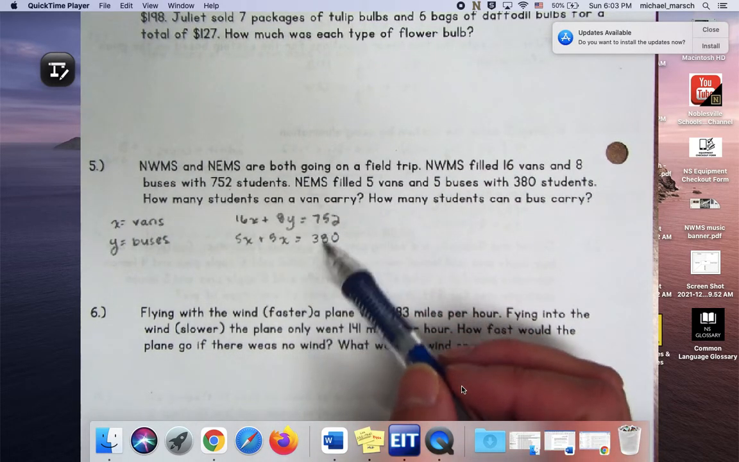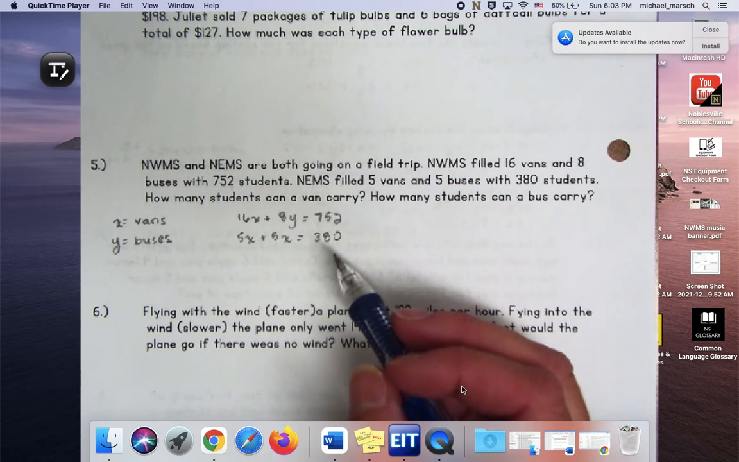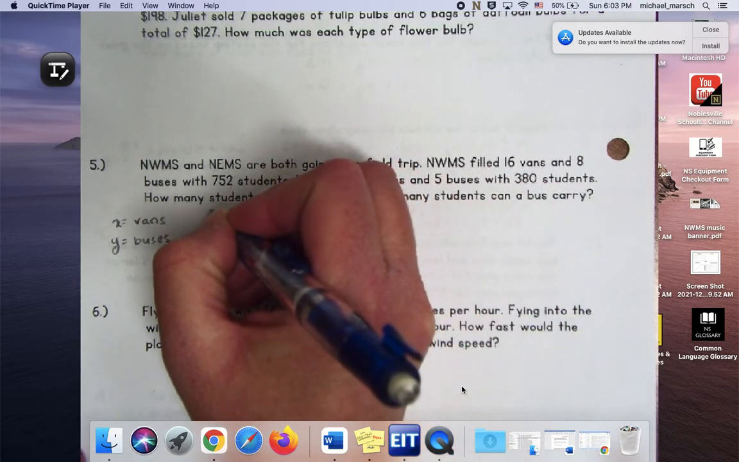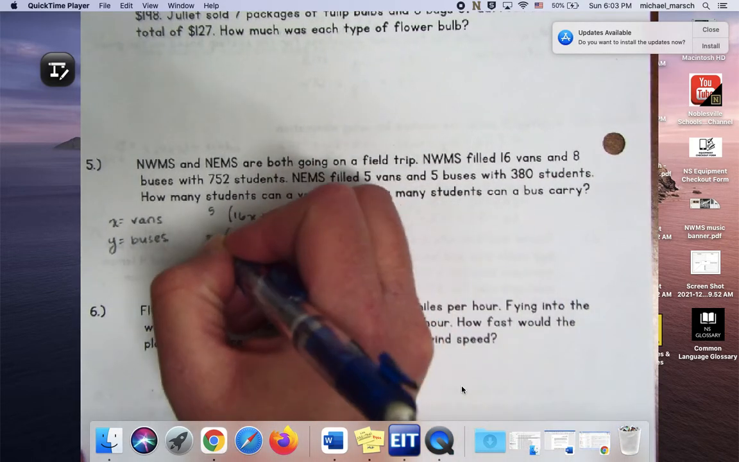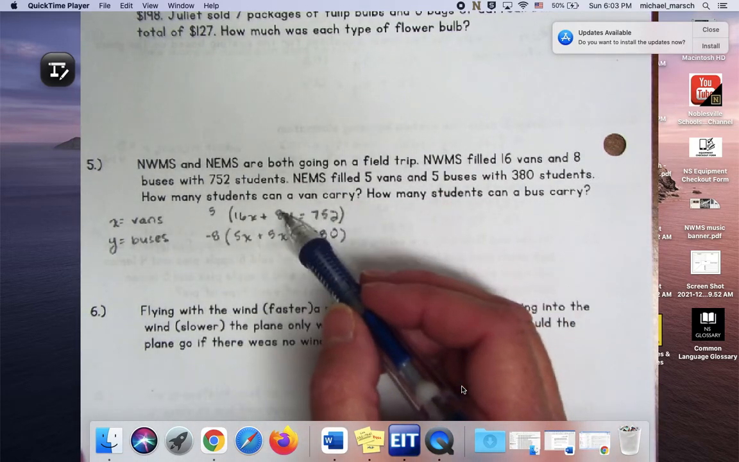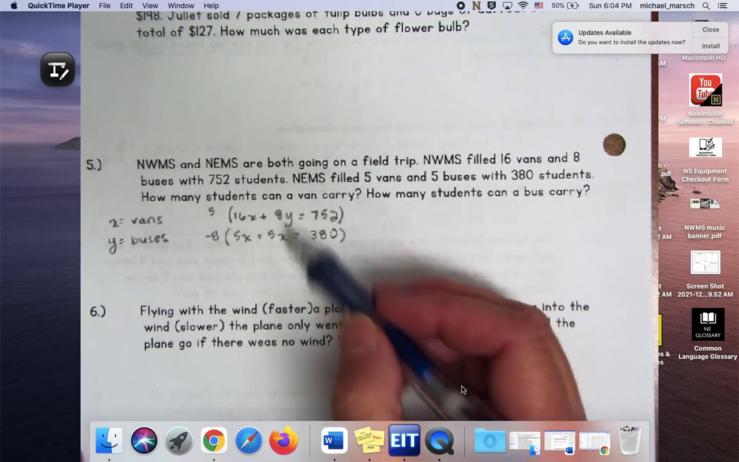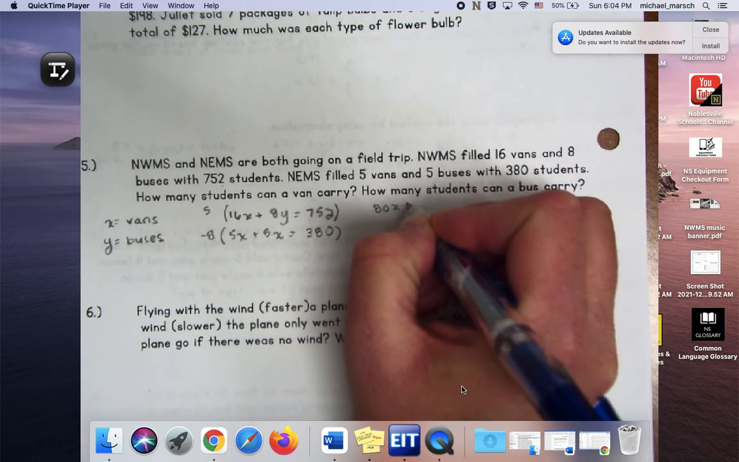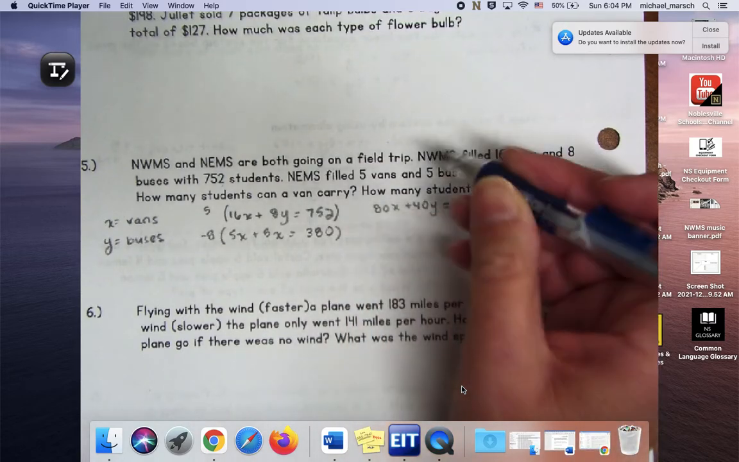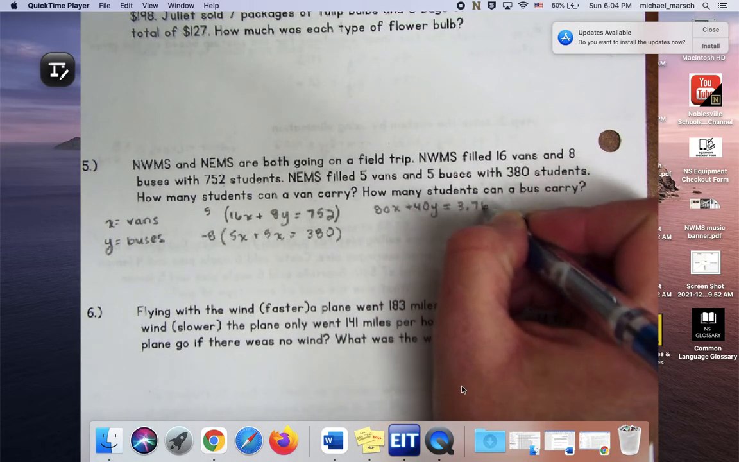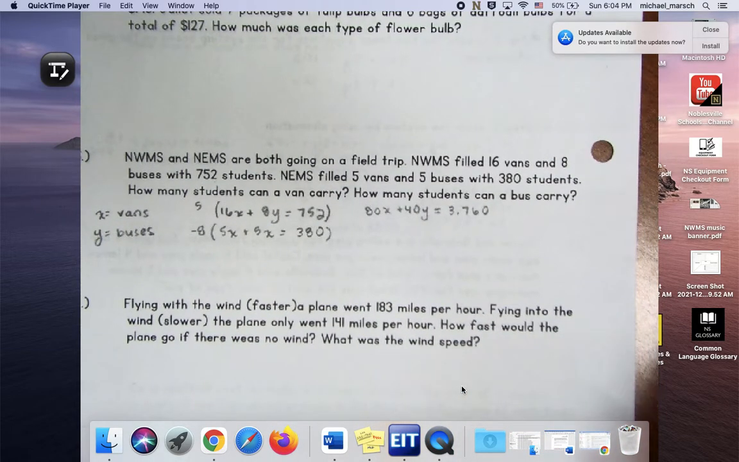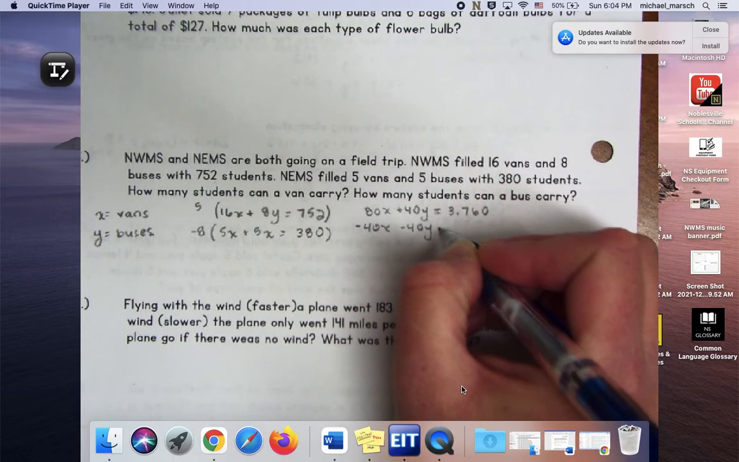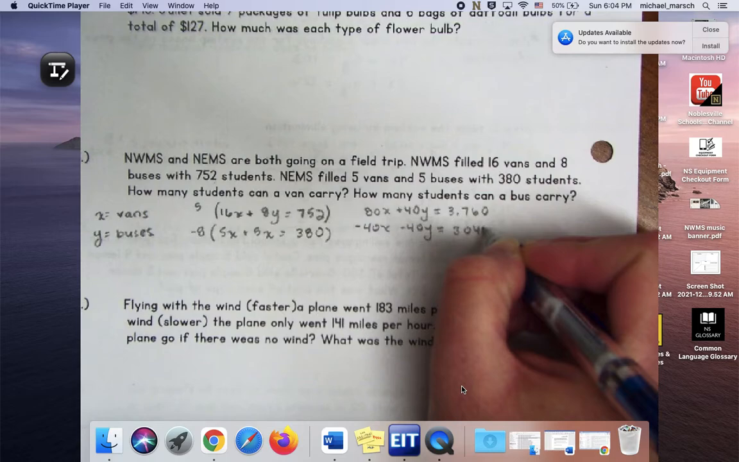I'm going to use elimination to cancel these out. I'm going to multiply the top by 5 and the bottom by -8. So that way my y values will cancel out. All right, not bad. Okay, so I'm going to end up with 80x plus 40y equals 3,760. And yes, you can use a calculator. I'm going to end up with -40x minus 40y equals -3,040.